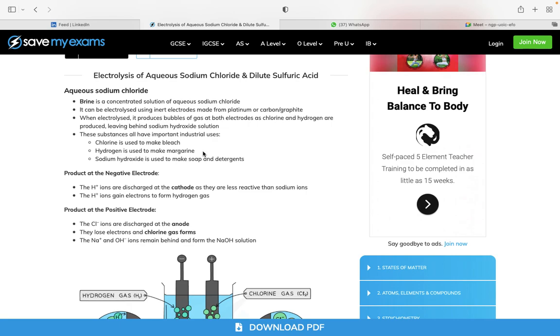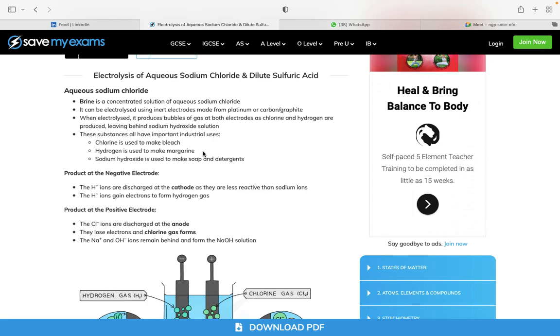Why? Because hydrogen has positive ions, so they will migrate to the negative electrode. The cathode is the negative electrode. Chlorine has a negative ion, so it will migrate to the positive electrode. So it's vice versa. It's like the law of electric charge: positive attracts negative, negative attracts positive, but like charges repel each other. So here, the positive ion will migrate to the negative electrode.